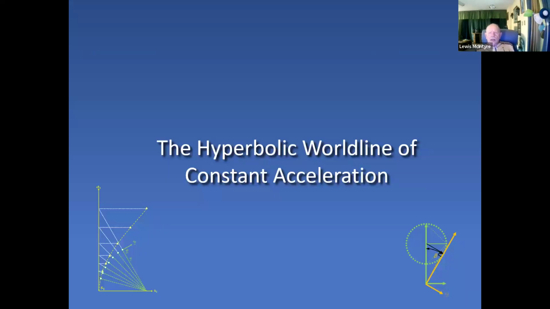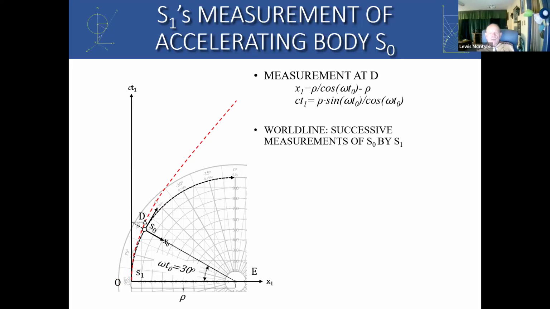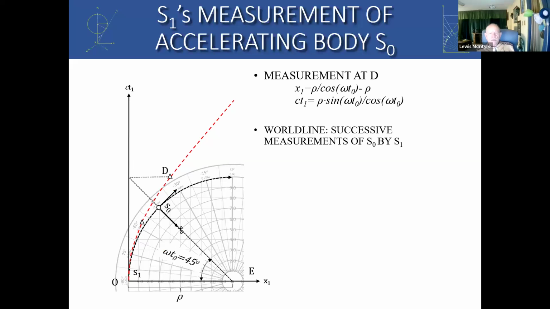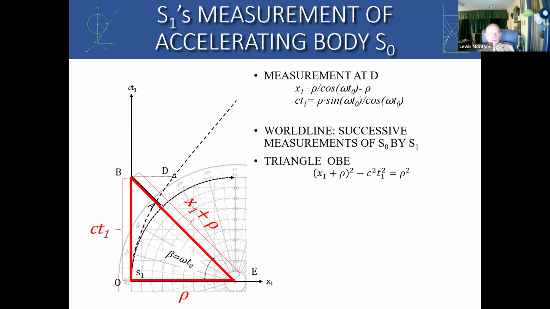What does S1's world line of accelerating S0 look like? S1's world line of S0 is located on a curvilinear path of successive measurements of the accelerating S0 by the unaccelerated observer S1. We determine the world line in terms of S1's coordinates x1 and ct1 using triangle OBE for one of these measurements to obtain the hyperbolic equation shown.